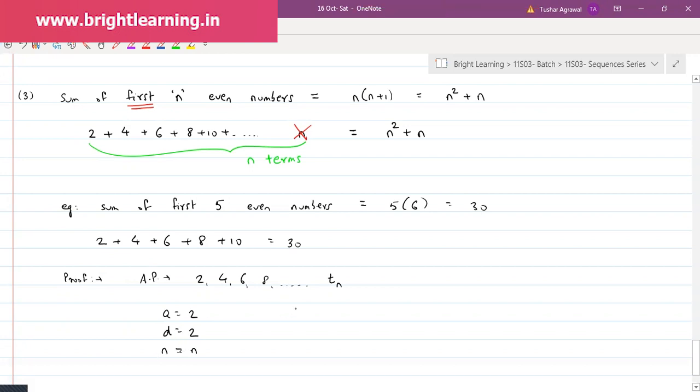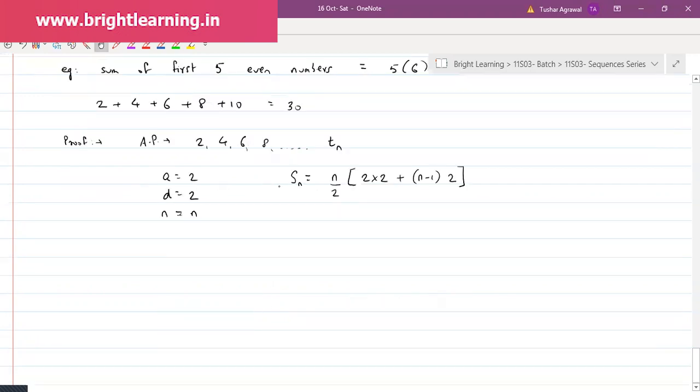Yes or no? So Sn will be equal to number of terms upon 2 into 2a, that is 2 into 2, plus n minus 1, number of terms minus 1, into d. What is d? d is again 2. So this turns out to be n upon 2 into 4 plus 2n minus 2. Simplified, this becomes n upon 2 into 2n plus 2. So this turns out to be n into n plus 1.